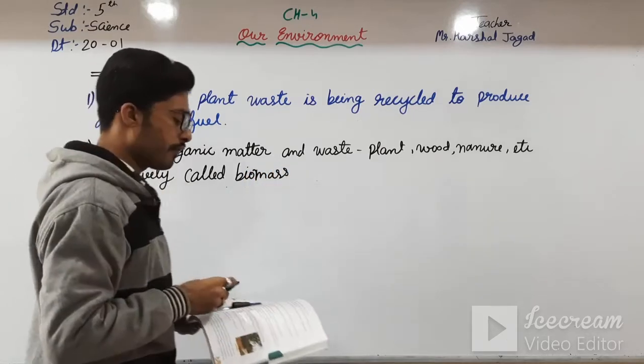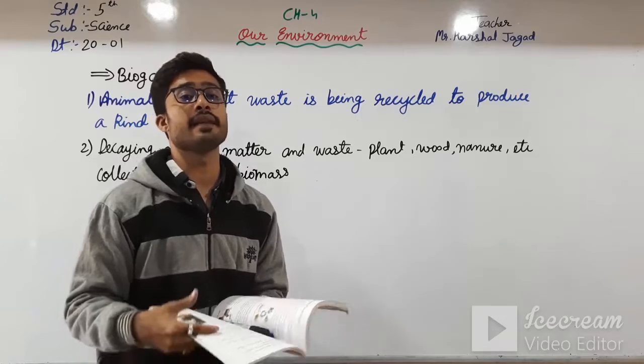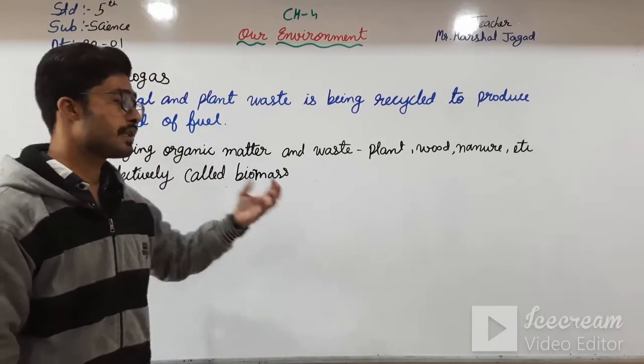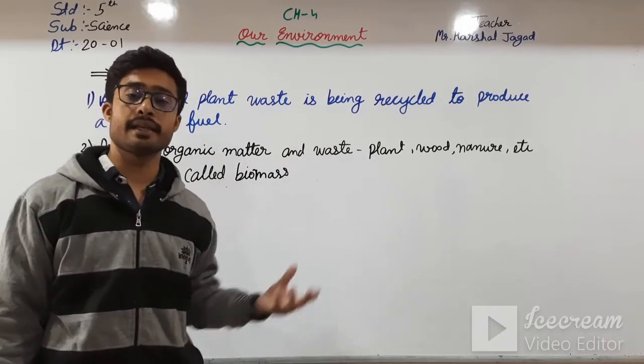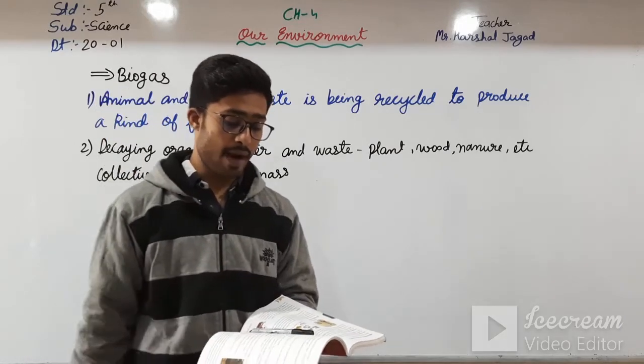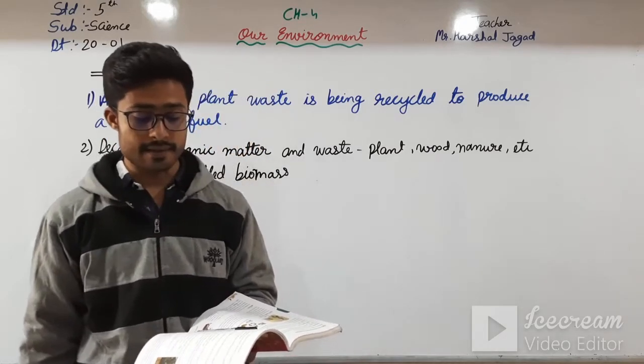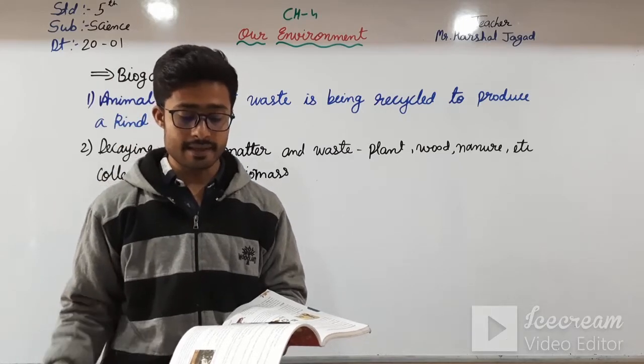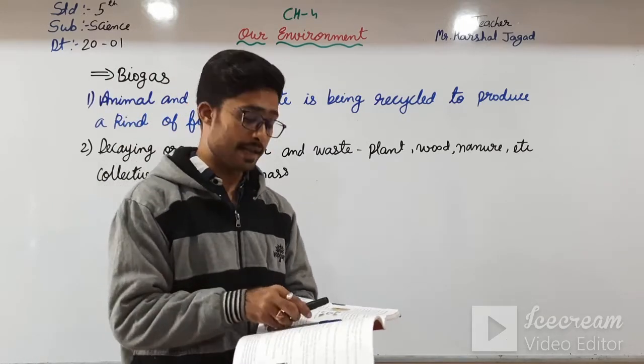Which gives off methane gas. When they are collected at one place, they give off methane gas. Then, to produce biogas, biomass is processed in a specially designed system called the biogas digester.